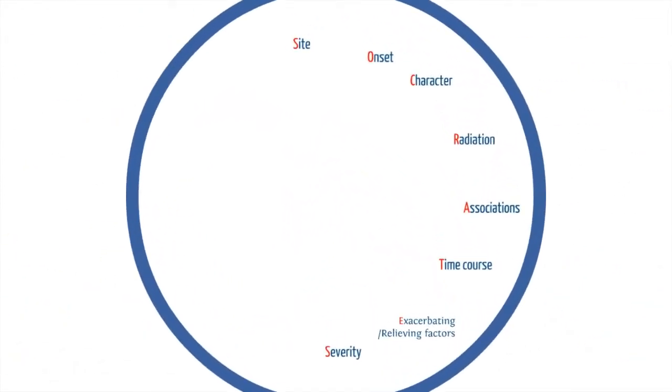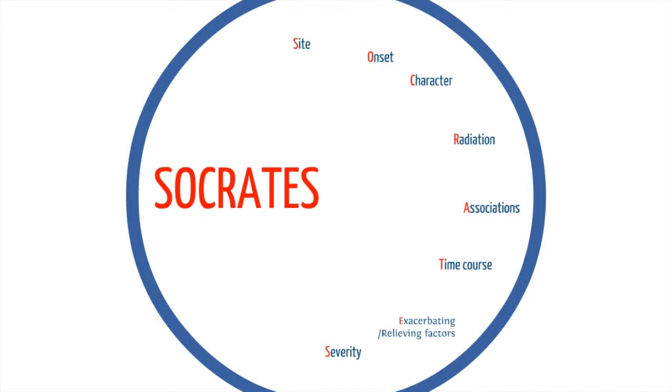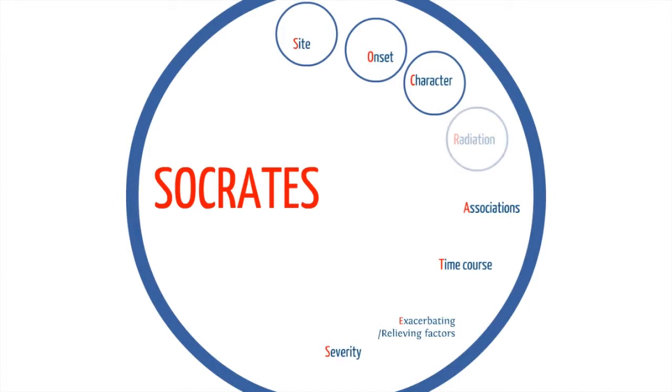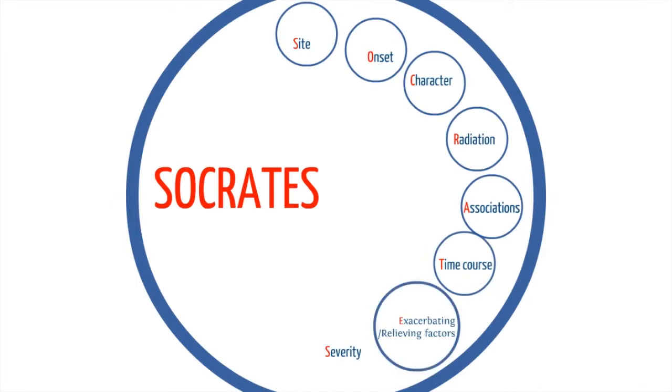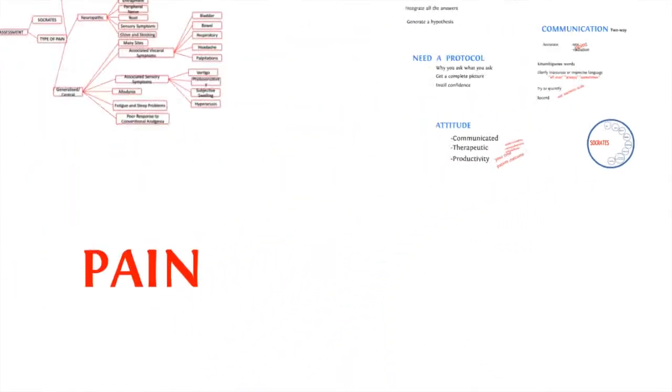And one such tool is SOCRATES. It's a mnemonic for many of the different aspects of pain, and using a mnemonic like this allows you to take comfort in having a full picture if you use it regularly. And of course, regular use of a tool improves your own use of the tool. Site, onset, character are features that you ask about from any pain, including radiation, associations, time course, exacerbating and relieving factors, and severity.